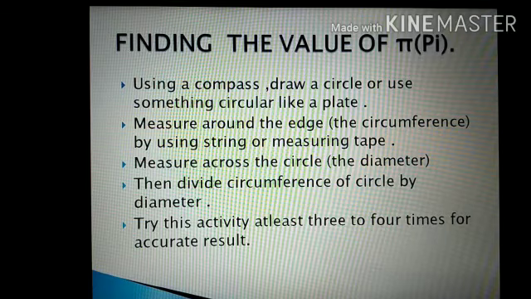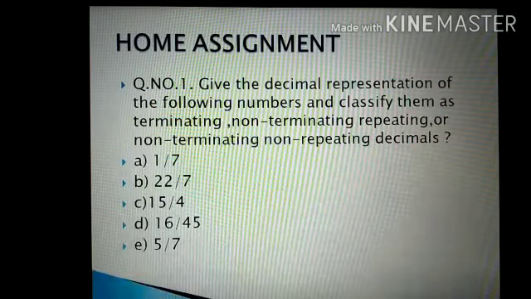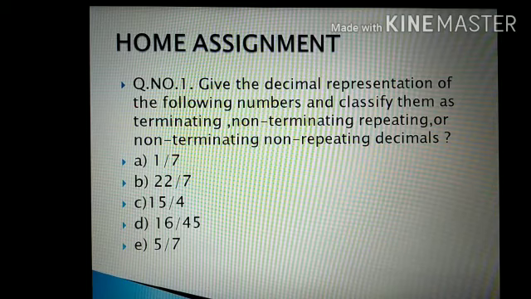Now children, home assignment. You have to do question number 1: give the decimal representation of the following numbers and classify them as terminating, non-terminating repeating or non-terminating non-repeating decimal. Children, you will do what? For all the parts you have to divide first and write down their decimal representation and then classify whether it is terminating or non-terminating repeating or non-terminating non-repeating decimal on the basis of the definitions we have learned in the previous slides.